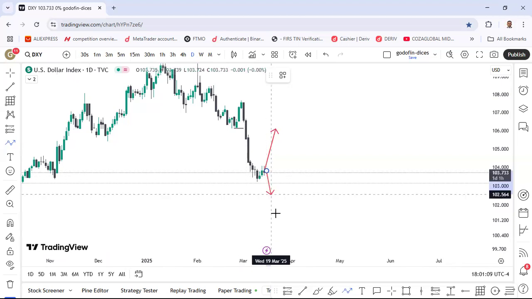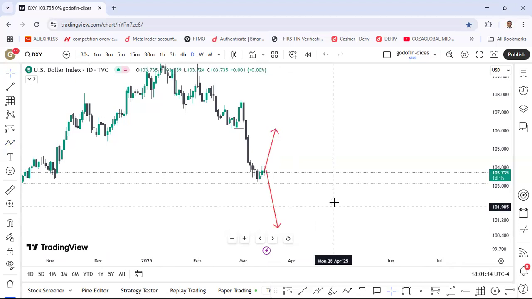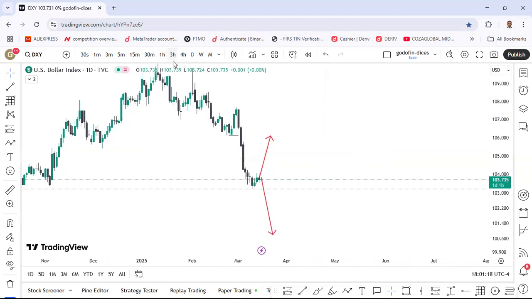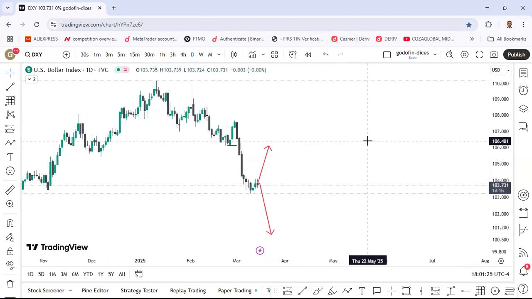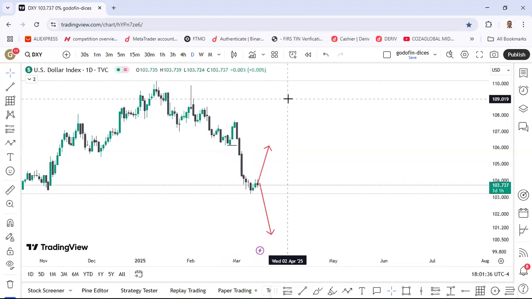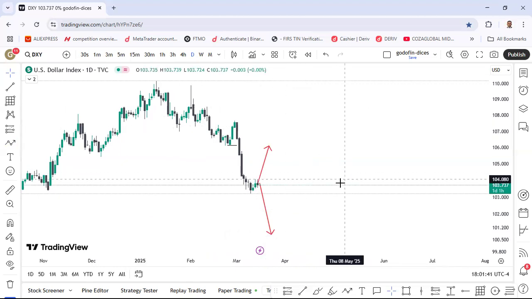So most likely this is also a possible scenario, but we want to wait for price to show us structure. We want to go to the lower time frame, maybe 4 hours or 1 hour, to see structure. Structure will guide us on which direction to trade on the DXY. We know that DXY is inversely correlated to GU and EU. So if DXY is going down, GU and EU will be going up. If DXY is going up, GU and EU will be going down.